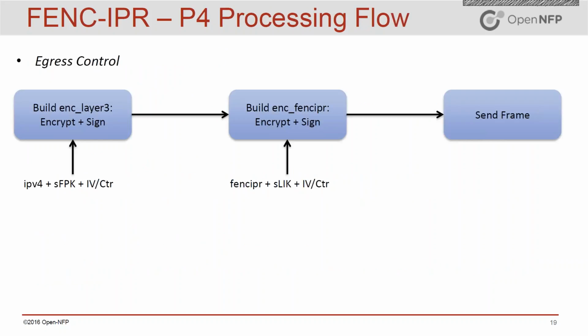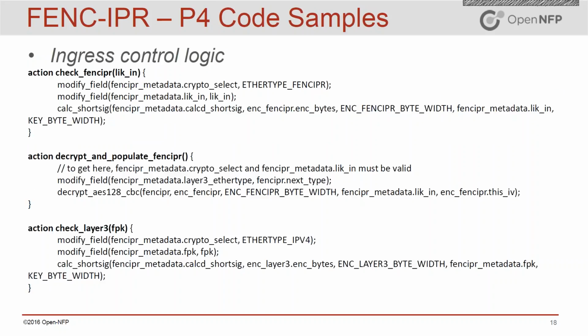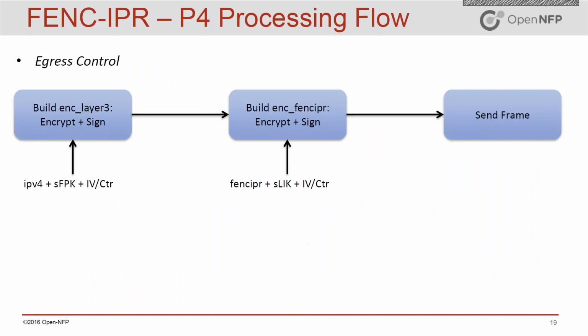Right. So same for layer 3. And then, of course, I did not show the routing action, because that's pretty much just what you would see with any other routing action. Egress control, a little bit simpler, because we can encrypt and sign first the layer 3 header. We're going to take the plain text and build the encrypted version. So we just need to encrypt and sign it, and then build the encrypted FENC-IPR header. We take the FENC-IPR header, encrypt and sign it. And there are some housekeeping things we need to do with updating initialization vectors and things like that, counters and so on. But that's all pretty straightforward. And then finally, we send a frame.